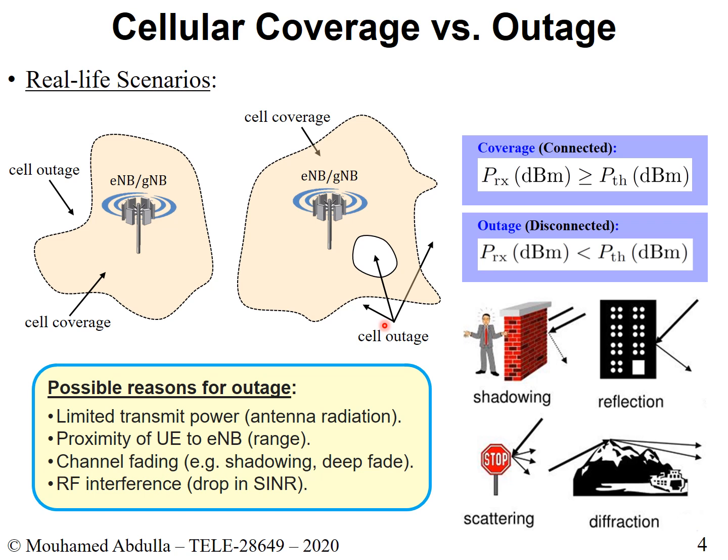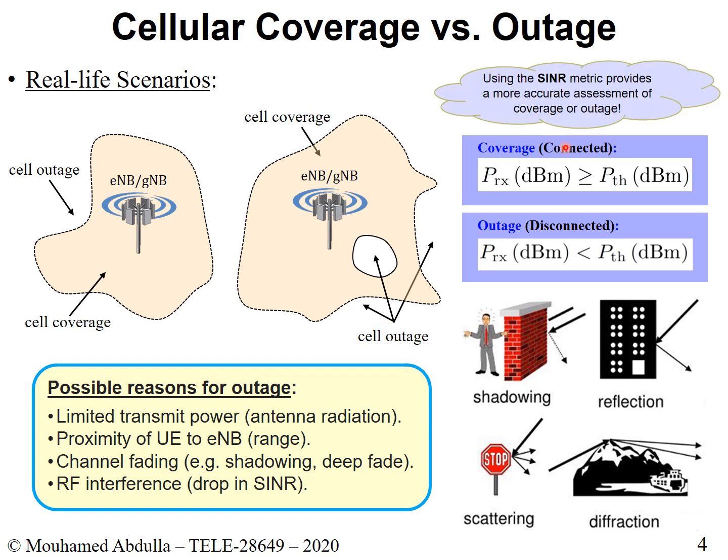Now, perhaps this is also a segue to mention that using the SINR metric provides a more accurate assessment of coverage or outage. If you see here, we said that in order to know if we have coverage or outage, we only look at the power received, right? We only look at the signal that I got. What is its power? Am I above a certain threshold? Am I above 110 or 100 dBm? If I am above that, I should have connectivity. If I'm below that, I don't have connectivity. Right? So we kind of said this is it.